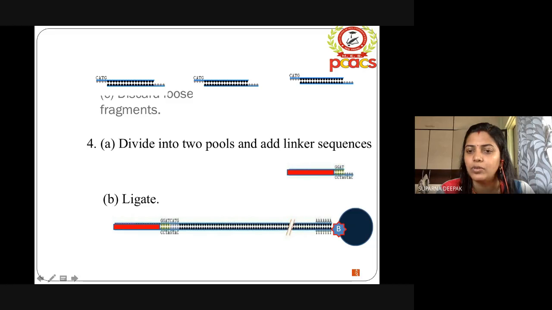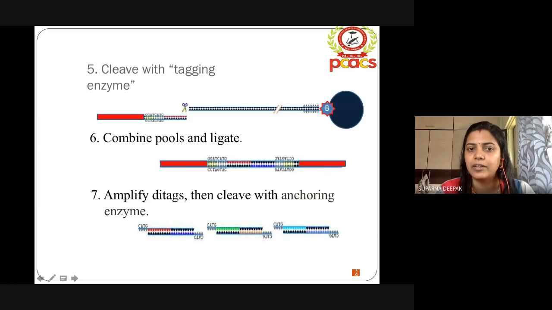This is your linker molecule. How can you add the linker molecule? You see over here what the sequence is, and according to that sequence you can have your linkers that will attach specific molecules to one end, ligated. Then what you will do is cleave with the tagging enzyme. The tagging enzyme is going to be different. When you cleave with the tagging enzyme here, it will cleave off.